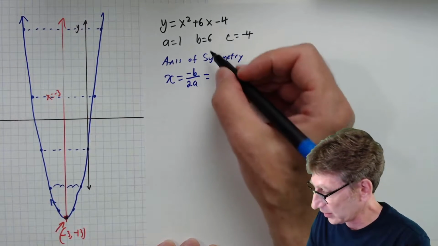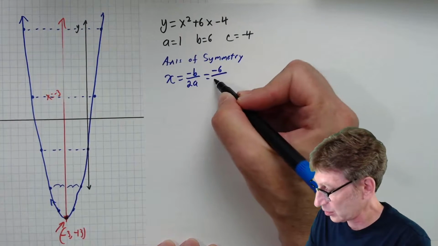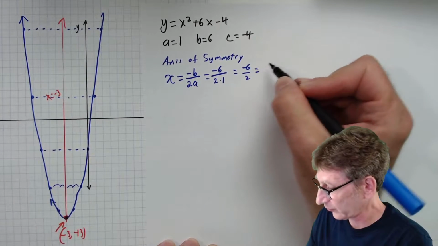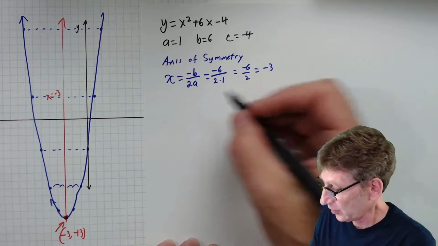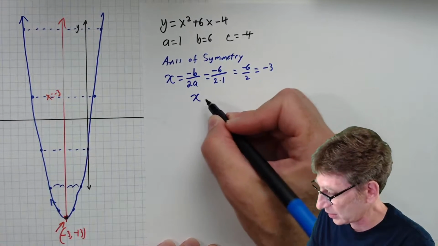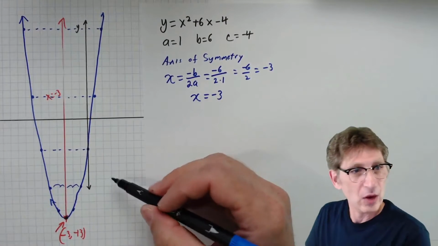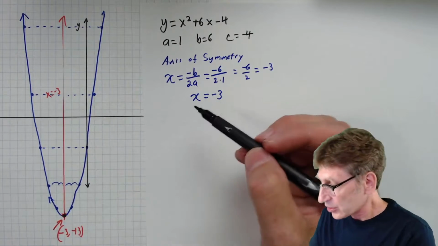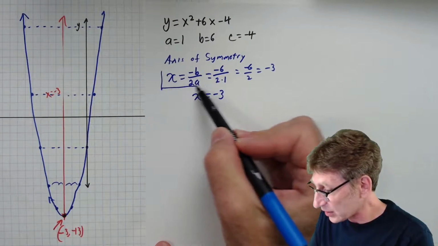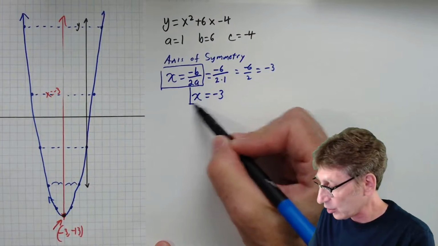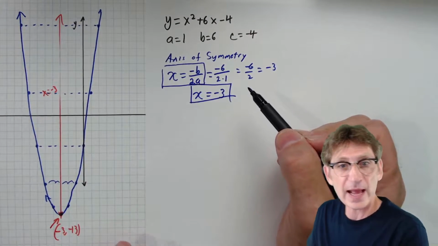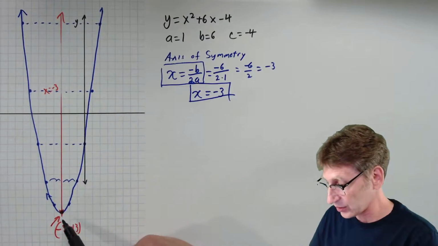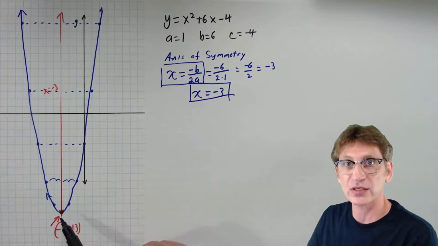Let's try it with these values. b is 6, so negative 6 over 2 times a, which is 1. Negative 6 over 2 gives us negative 3. So the axis of symmetry is the line x equals negative 3. Well, look at what we have on the graph. That's our line, x equals negative 3. So if we use x equals negative b over 2a, we can get the axis of symmetry right at the beginning. Now the axis of symmetry is incredibly important because notice the vertex is always on the axis of symmetry.